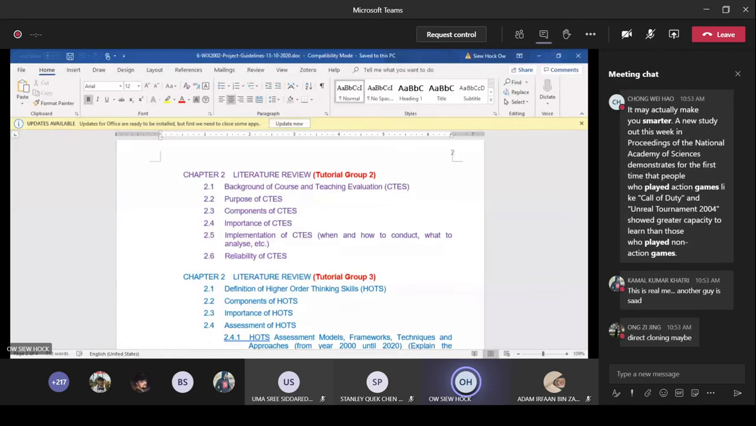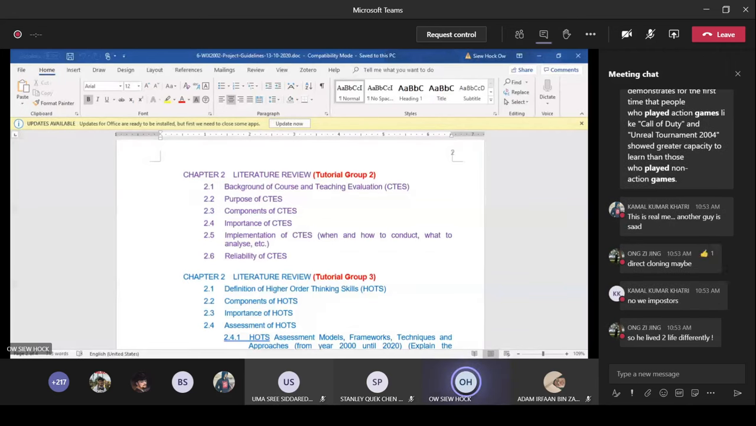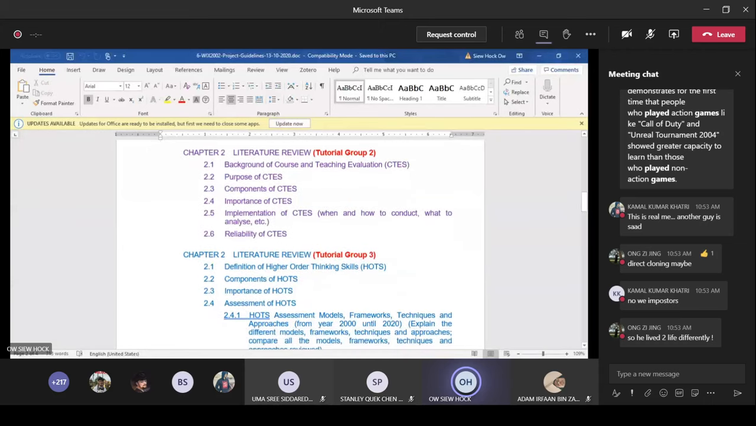assigned, two members. This one is the literature review. The meaning is the same, but you construct it with your own sentences so that you are not copying word for word, verbatim. Okay, understand?